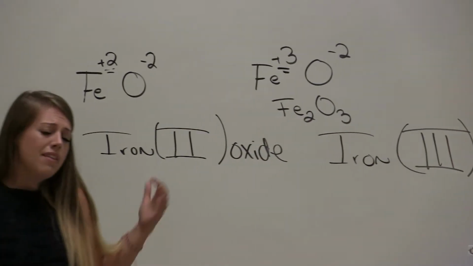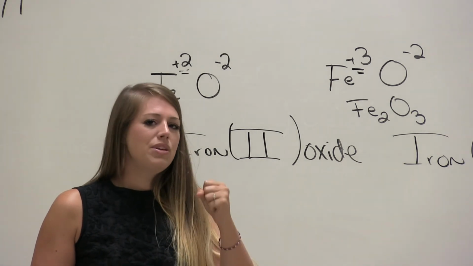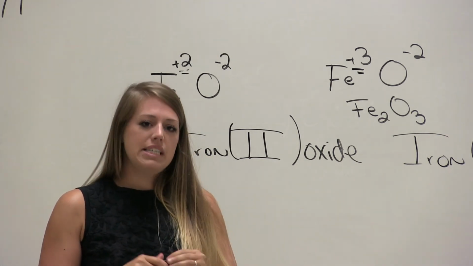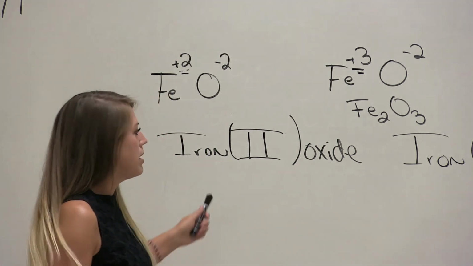So these non-fixed charges are still going to follow the same rules as type 1, but you need to make sure you are identifying the charge of the metal. And we identify the charge of the metal by using Roman numerals.